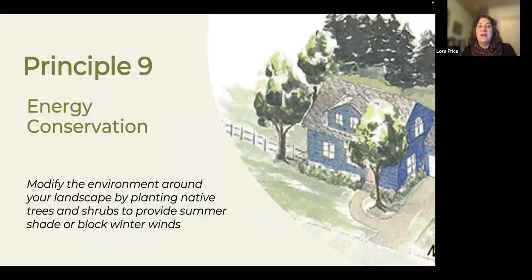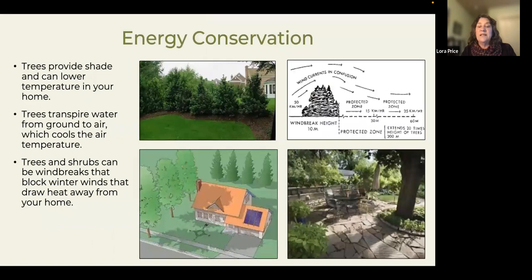And I mentioned energy conservation. It's mostly referring to summer shade or blocking winter winds. And here's a few examples of that: creating a windbreak hedge, more typically on the north side, or where I live, the east, from the winds from the gorge can be quite strong. So that would be another place to do that.